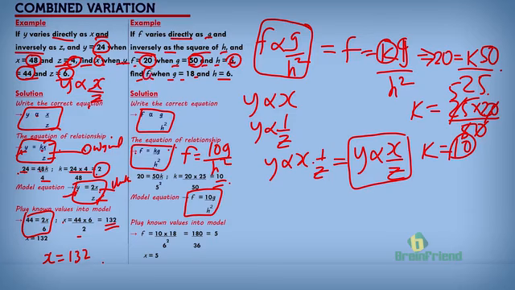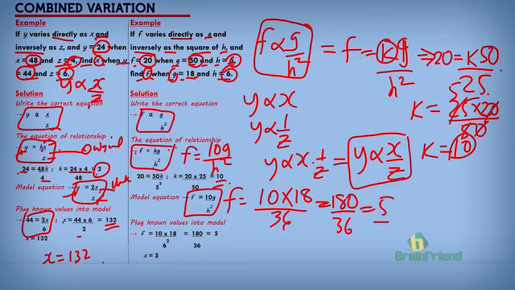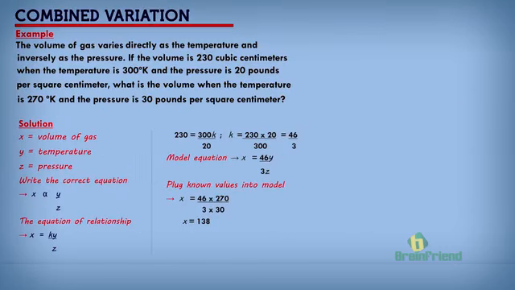Find f when g is 18. So we plug in the value 18 for g, and h is 6. So 6 squared is 36. So we have 180 all over 36, and that would give us 5. Therefore, f is 5. Let's take another quick example.